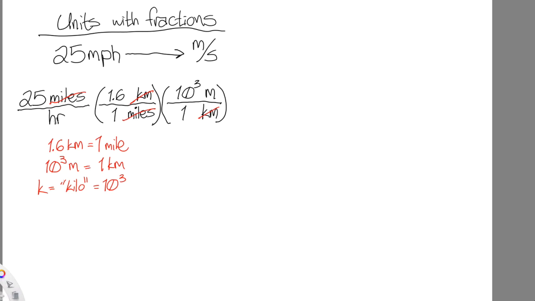Now we have to handle the denominator. So the first thing we want to do is get rid of that hours. So the hours is in the denominator, so this time we need to put our hours in the numerator so that they cancel out. Now if you know that there are 3,600 seconds in an hour, you can just do this in 1 step, but I'm going to show you how to do it in 2 steps, because maybe I don't remember that. But all of you should know that there are 60 minutes in 1 hour.